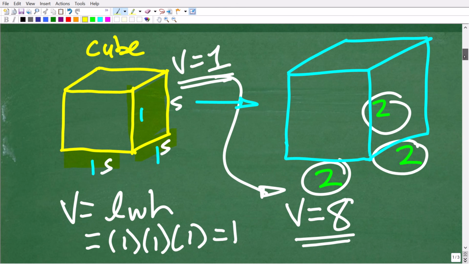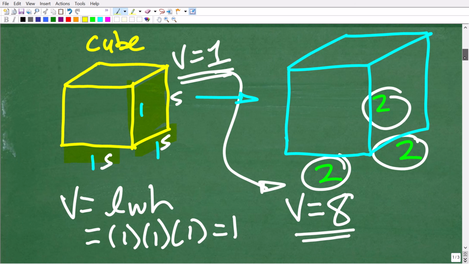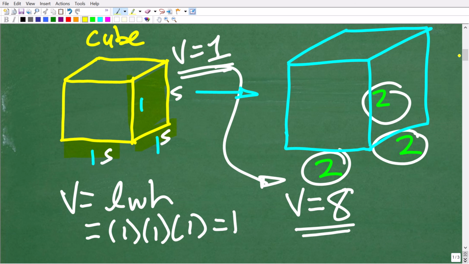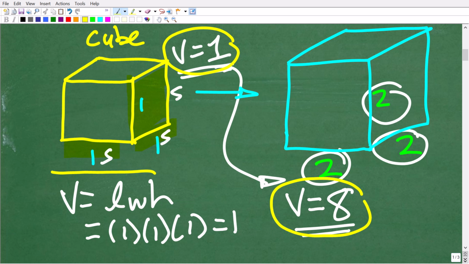Okay, so percent of increase can be a little bit confusing. So before I show you the actual math to find the percent of increase, let's just talk about some basic concepts. So if our current volume is 1, and this volume is going to 8 if we double the edges of the sides, well, there's an increase in volume that we can measure by percentage.